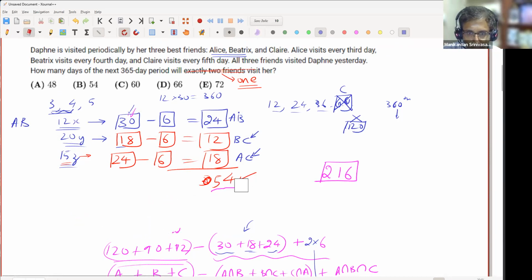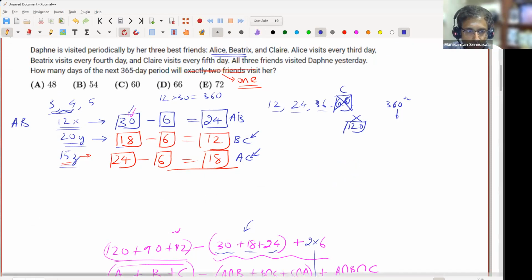So basically, my argument is, right? As far as A is concerned, there are 120. As far as B is concerned, there are 90. As far as C is concerned, there are 72, where you don't worry whether someone else attends or not. Okay, so till here we are all fine.